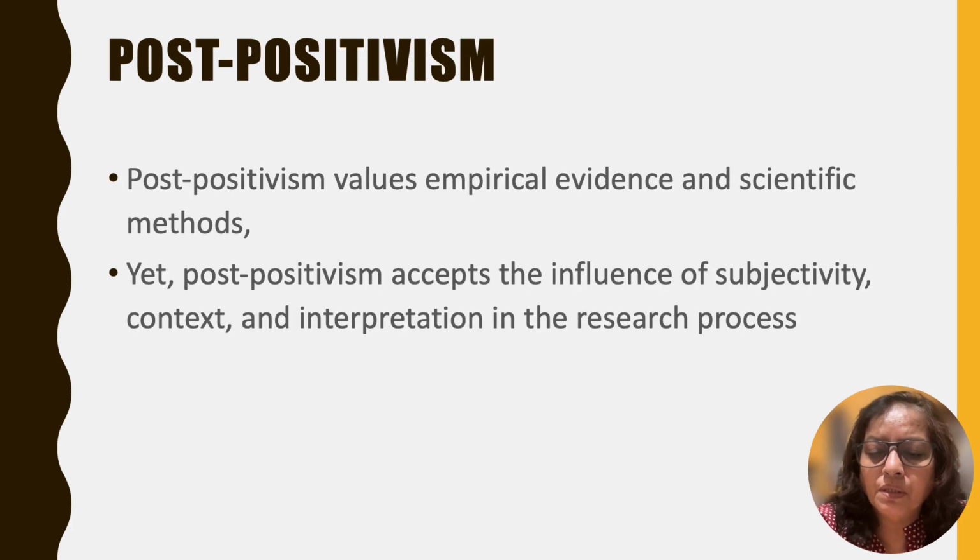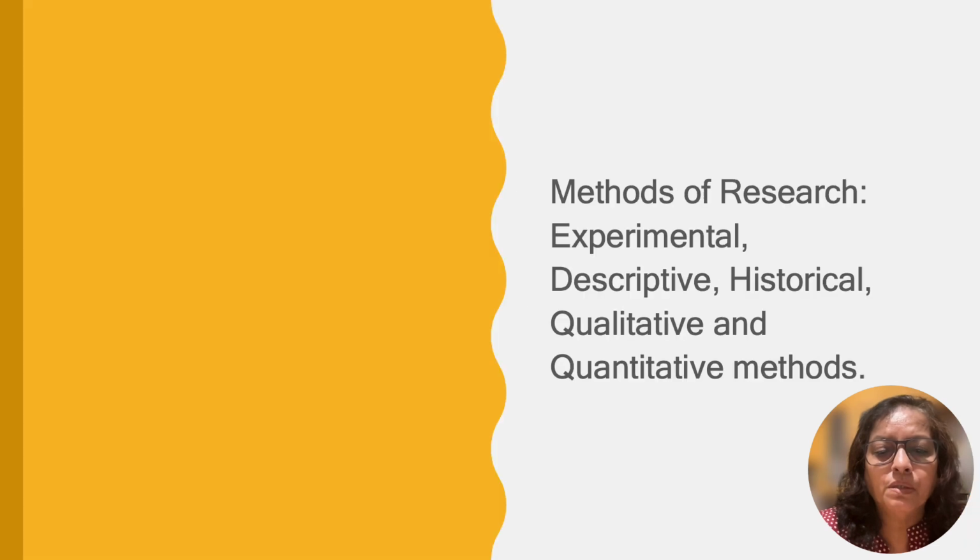Now, post-positivism means it values empirical evidence and scientific methods, but post-positivism accepts the influence of subjectivity, context, and interpretation in the research process. So it doesn't base itself only on events or facts that can be seen and observed. The influence of being a little subjective in the context and interpretation is also accepted in post-positivism.